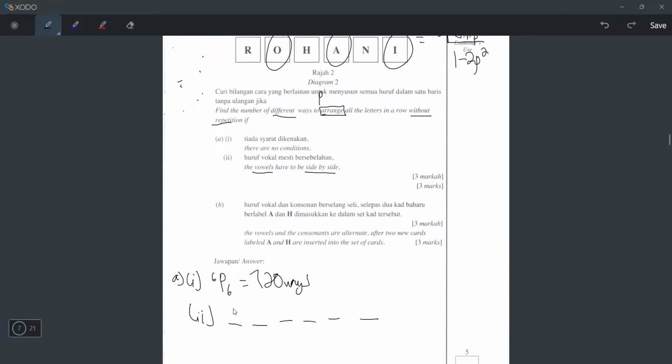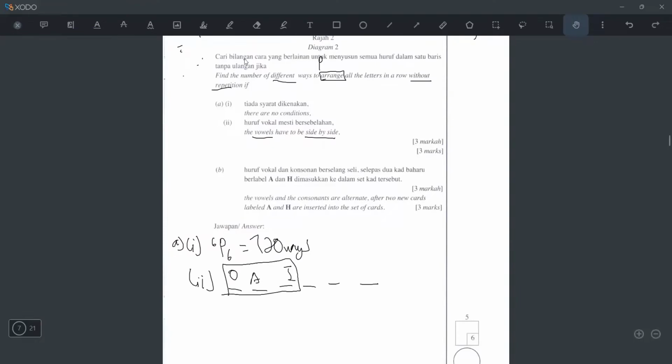So we have O, A, and I, and I will put them together like this, like package it together, because they have to stick together no matter what, right? So if they stick together, it means you are arranging 1, 2, 3, 4. You are not arranging 6 things anymore. You are arranging 4, because the OAI doesn't have to be at the first, second, third position. It can also be at the second, third, fourth position, because they also stick together. Or you can also say the third, fourth, and fifth, as long as they stick together, right?